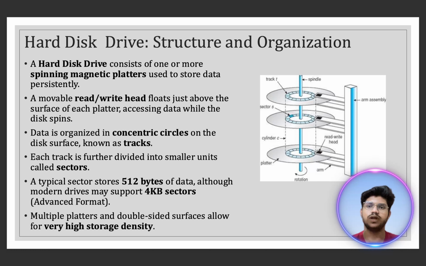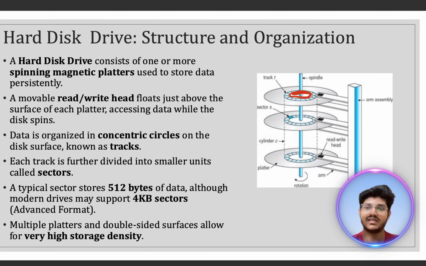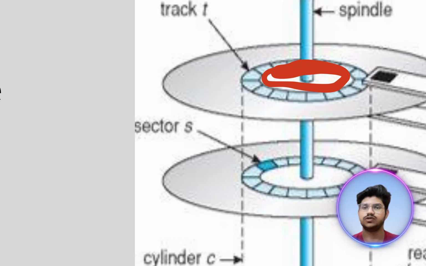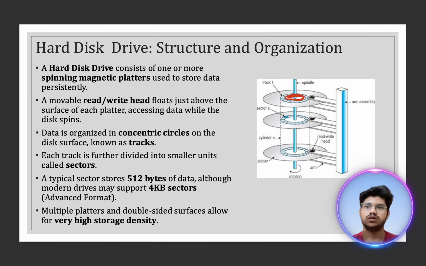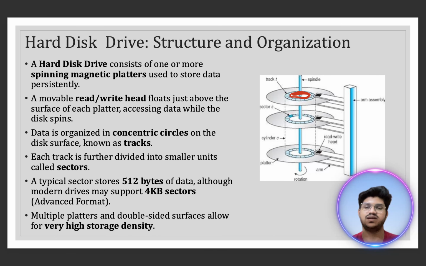So as I told you that these are the platters, and you can see that these platters are composed of this kind of tracks. Okay, so you can see this kind of small concentric circle. So this one is known as a track. Okay, and these tracks are further divided. You can see the division. So each division is known as a sector, and in those sectors the data are stored.